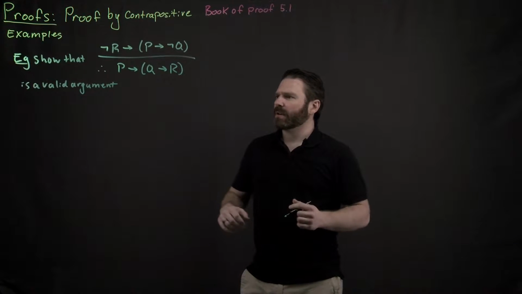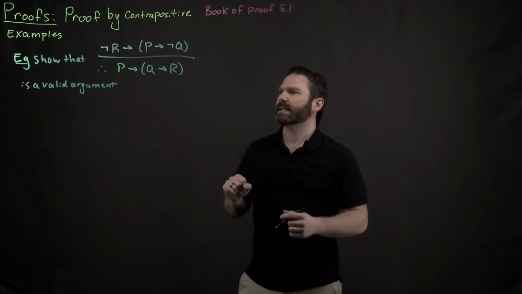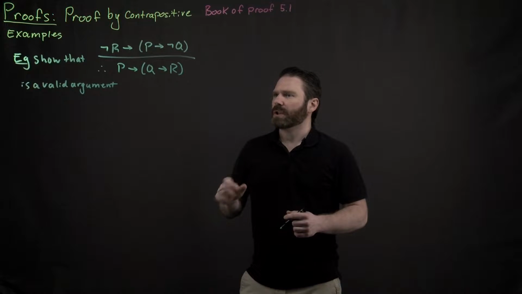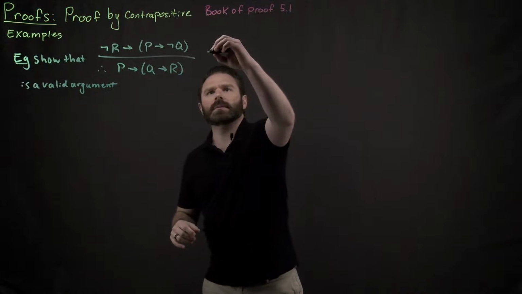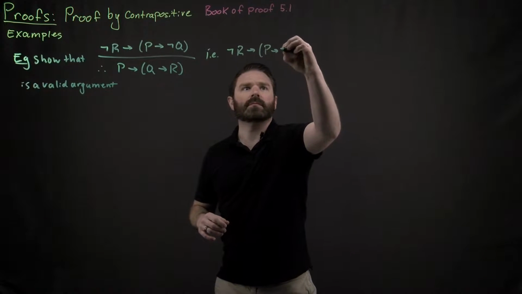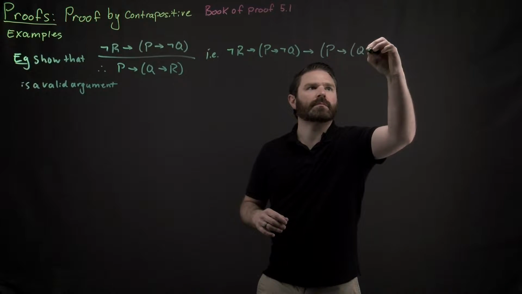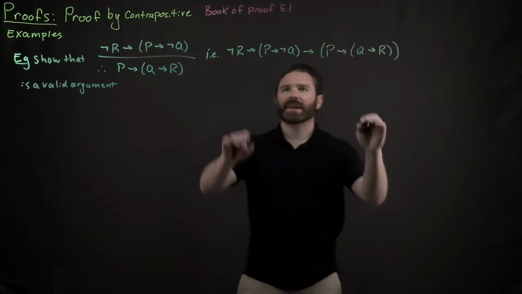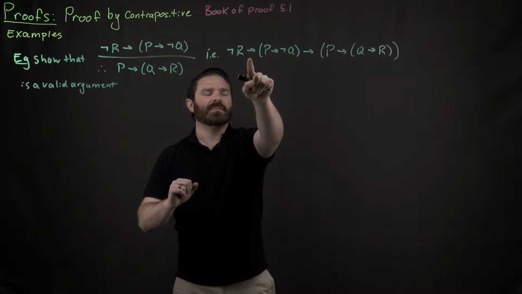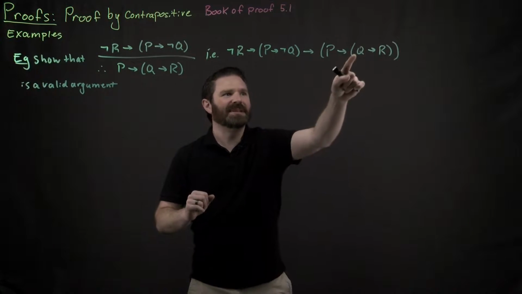So putting everything together, we recall to show that something is a valid argument, we take our hypothesis and we want to show that that implies our conclusion. So what we're really trying to show is this nice big expression. We want to show not R implies, P implies not Q, implies P implies Q implies R.